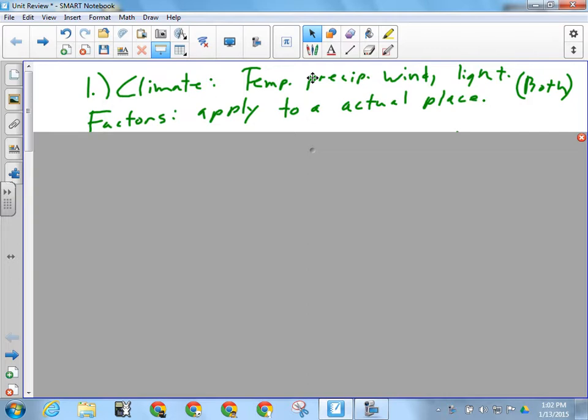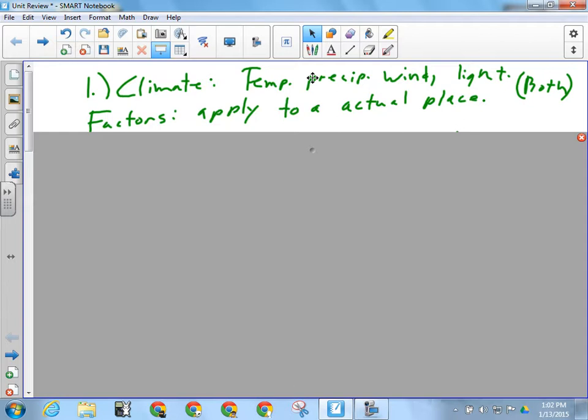The difference between the components of climate, temperature, precipitation, light, and wind, and the factors that affect climate. Okay, and those are the things like latitude, altitude, presence of mountain barriers, closeness to water, all that kind of stuff. Okay, you got to make sure you keep those straight. Because a question may say talk about the components, or another question may say talk about the factors, and if you get them mixed up, you're not getting any marks. All right, so make sure you keep those ones straight.